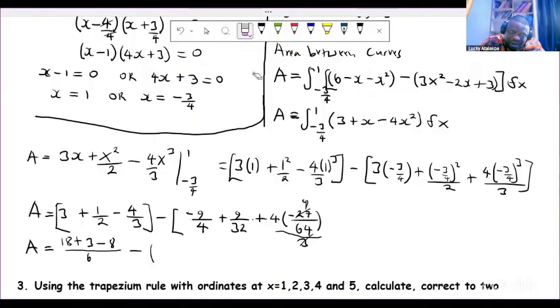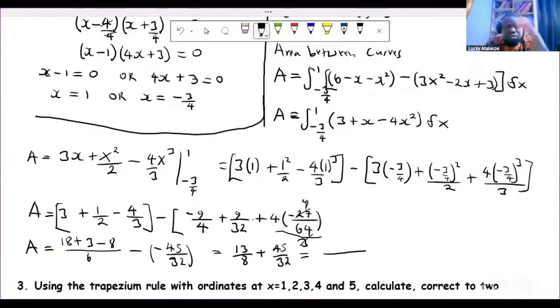Over, I would encourage you to use your calculator, please. 45 over 32. So for this portion, 18 plus 3 is 21, minus 8, that is 13 over 8. Minus and minus returns to plus 45 over 32.